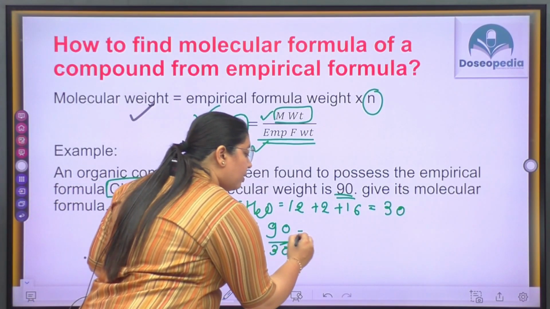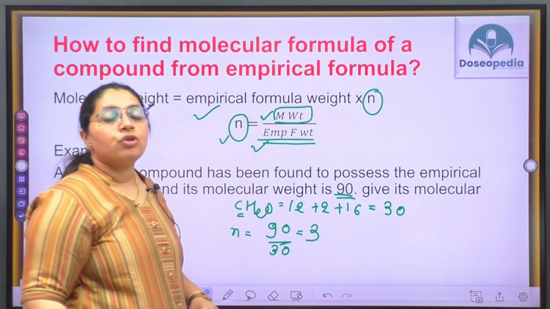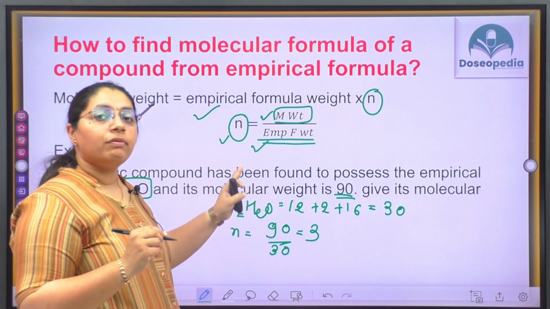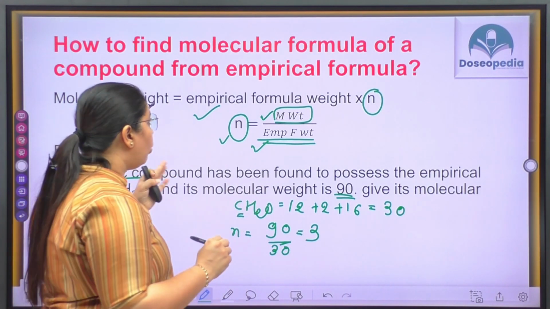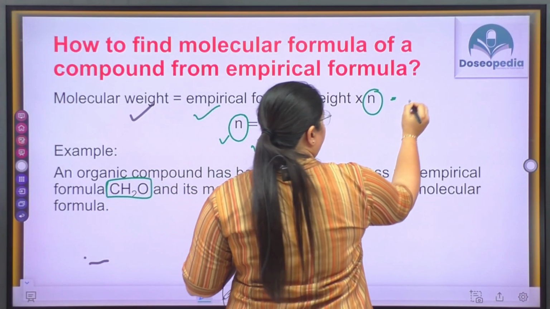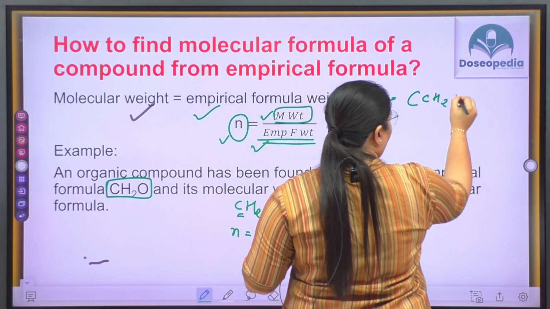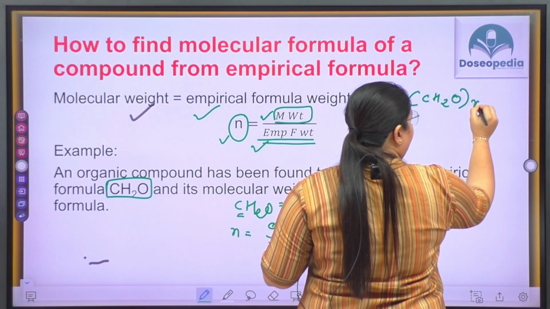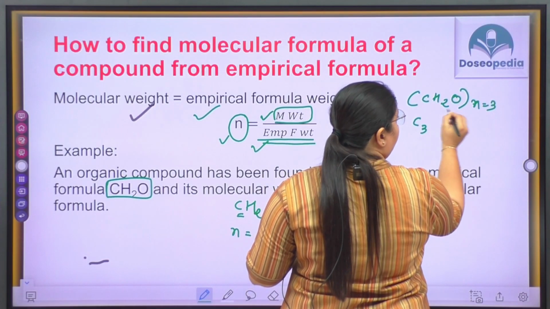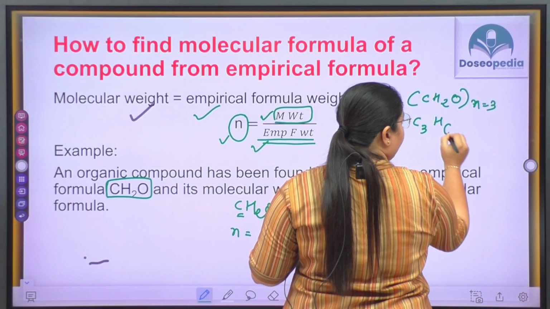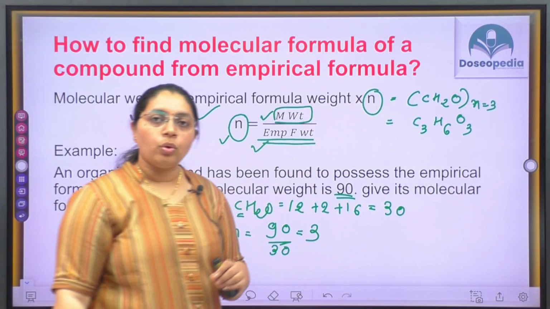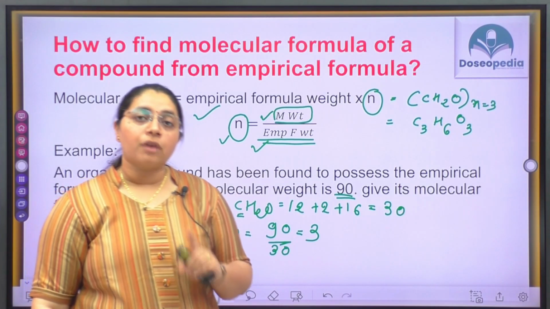So what will be the answer? The answer will be 3. So we have to put n equal to 3 in the formula. Molecular formula is equal to empirical formula into n. So we will have CH2O multiplied by n, that is 3. So you will have C3, 3 2s are 6, so H6, and oxygen is 3. So C3H6O3 will be the molecular formula of the compound.